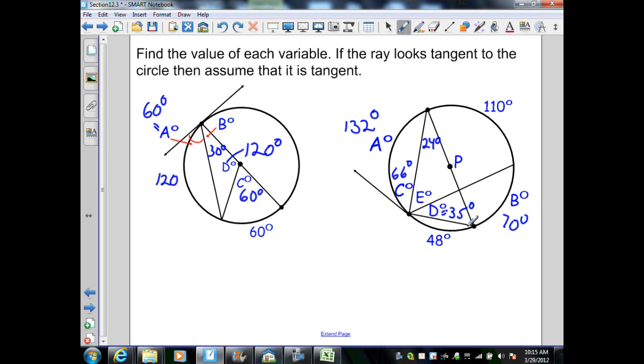This entire inscribed angle intercepts an arc at the diameter. So I know the whole angle is 90 degrees. Since the measure of this is 35 degrees, this angle is complementary to that angle. So that has a value of 55 degrees.